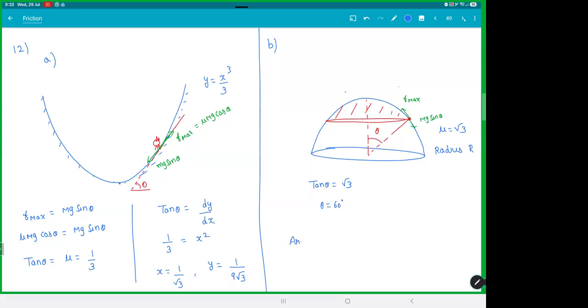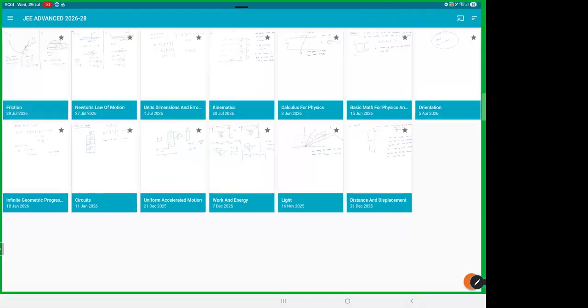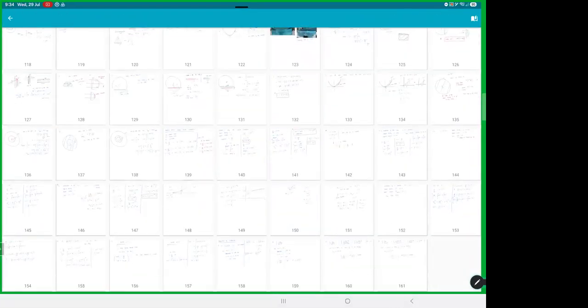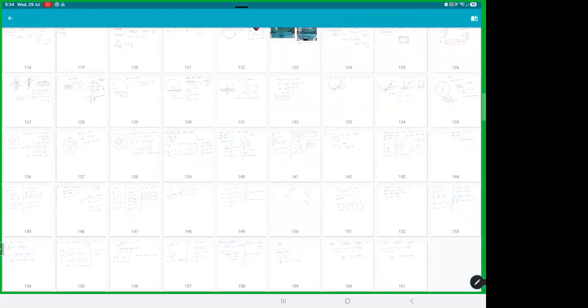Now, if you remember the formula, the area is given by 2 pi r square into 1 minus cos 60. This is 2 pi r square, 1 minus half, which is equal to pi r square. Now, in case you're thinking, where is this from? We did this thing in calculus, and I told you this will come.